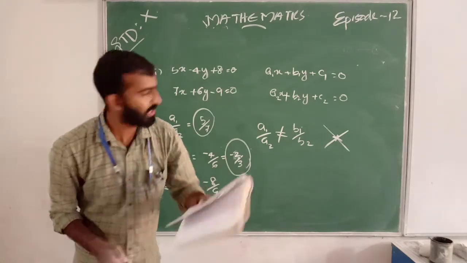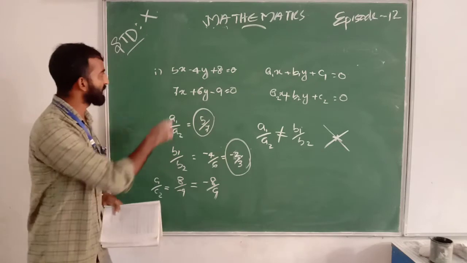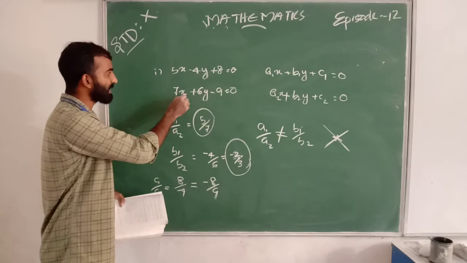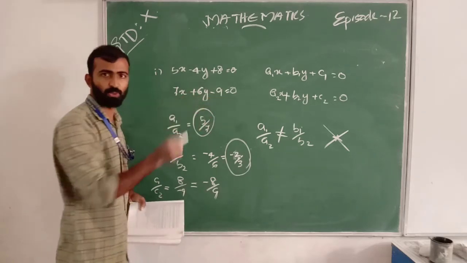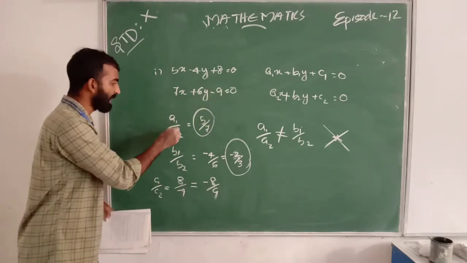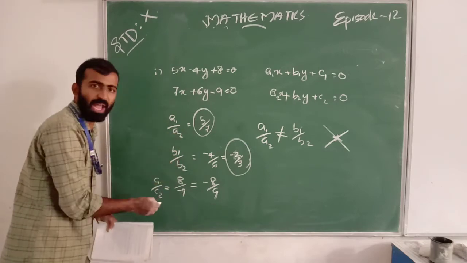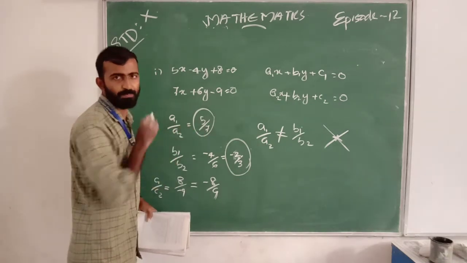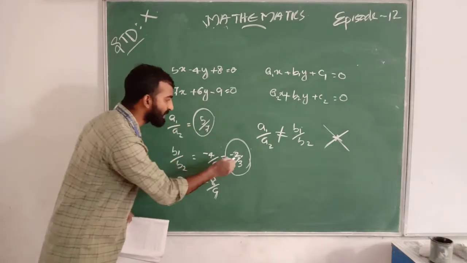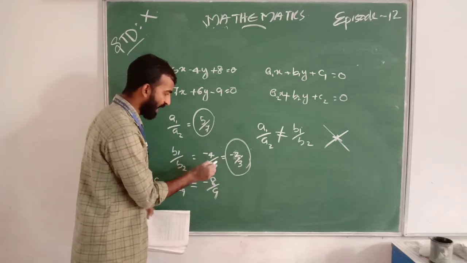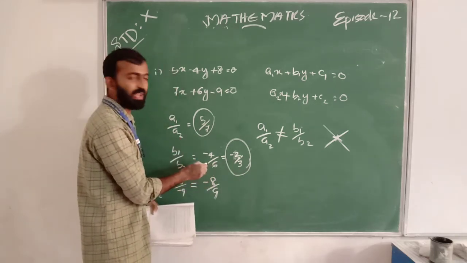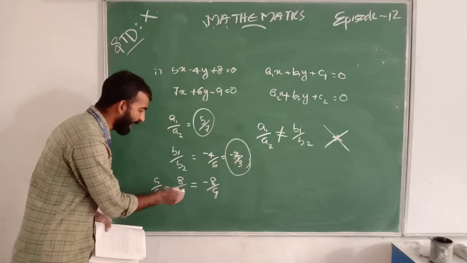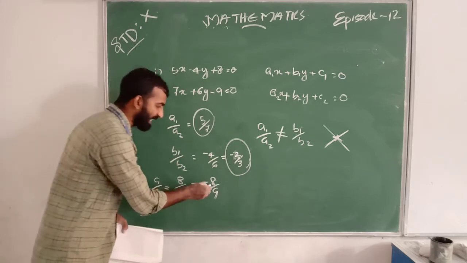What is the second question? Here it is 5x minus 4y plus 8 equal to 0. That is our question. And 7x plus 6y minus 9 equal to 0. Then we want to compare a1 by a2, b1 by b2 and c1 by c2. Comparing, a1 by a2 is 5 by 7, and b1 by b2 is negative 4 by 6. When we simplify, we get negative 2 by 3. And c1 by c2 is 8 by negative 9, that is negative 8 by 9.